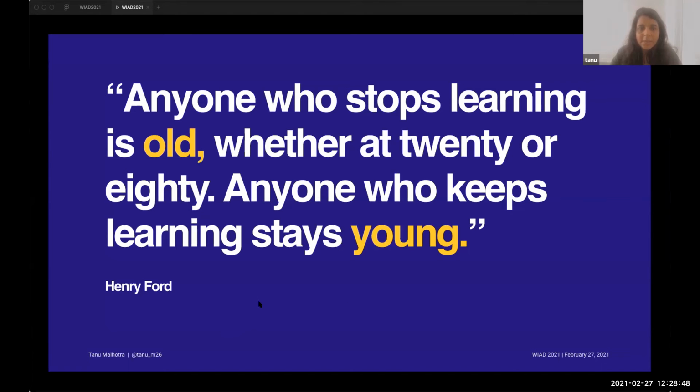As Henry Ford has also quoted, anybody who stops learning is old, whether they are at the age of 20 or 80, but anyone who keeps on learning stays young. So this is something designers can also practice in their personal lives. Curiosity and learning about more things should not be just on the professional front, but on the personal front as well, because that's how you will always be up to date with things, and you will always have meaningful conversations to strike with each other.